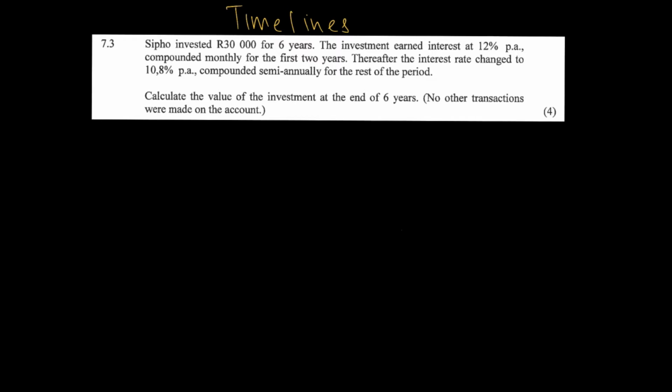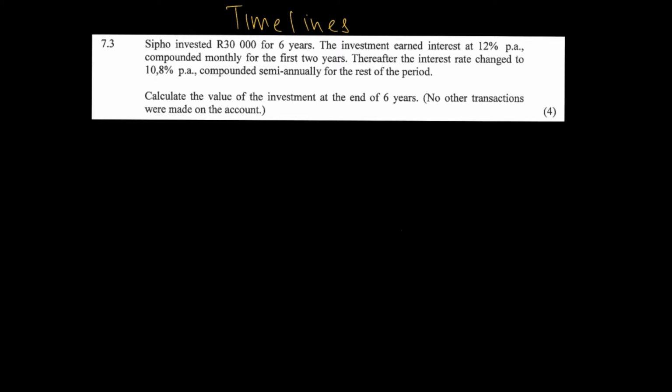It's important to read the question first before we get started and to do the timeline before we do any calculations. It tells us that SIPO invests 30,000 Rand for 6 years and that his investment earns interest at 12% per annum compounded monthly for the first 2 years. Thereafter, the interest rate changes to 10.8% per annum compounded semi-annually for the rest of the period. Calculate the value of the investment at the end of 6 years, and there were no other transactions on the account. So that means that no additional money was either added to or subtracted from the account during this time.